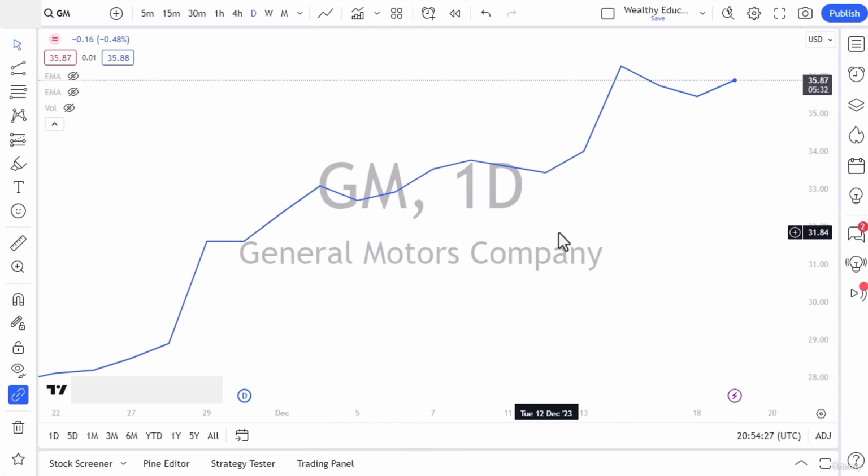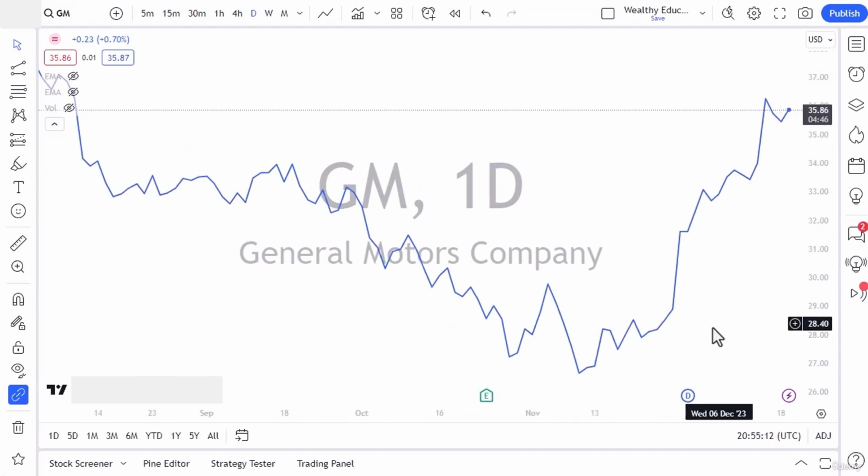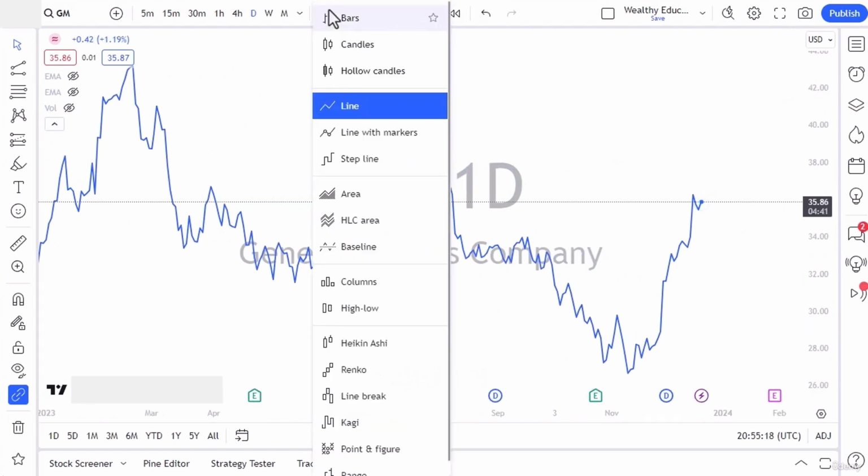A line chart's probably what you're used to, as it is the most simple way to display information. A line chart will take the closing price of an asset, in this case General Motors on the daily chart, and it will put a dot at that price. And then it will take a line and connect all of those dots, and as price rises and falls, that's what you get. Now, having said that, it gives you an idea what the market's doing longer term, but it doesn't tell you a lot of information that a candlestick will show you.